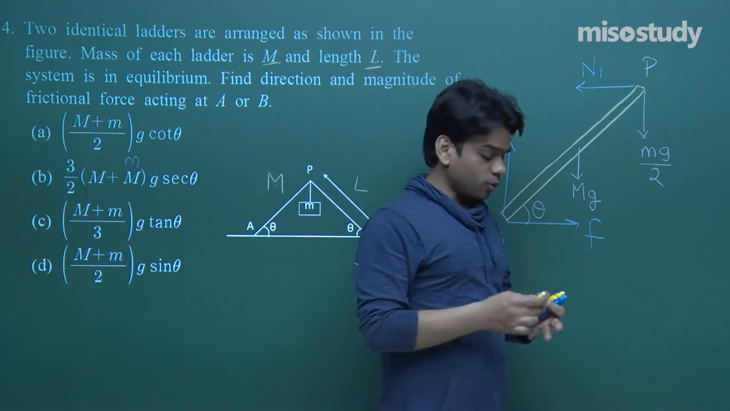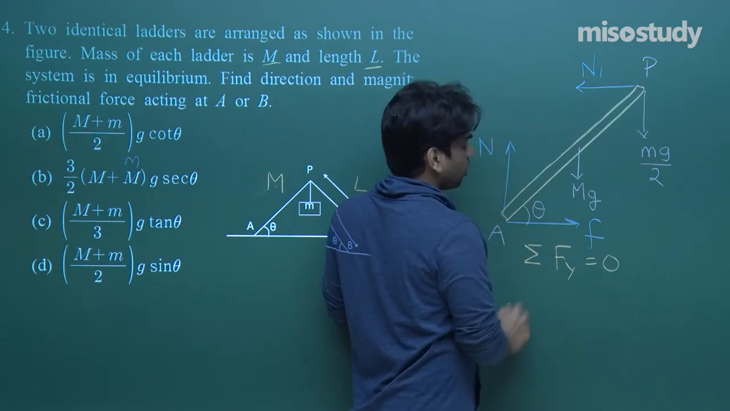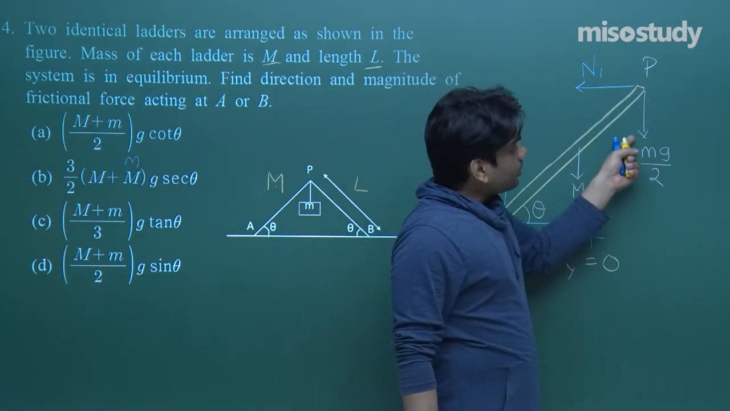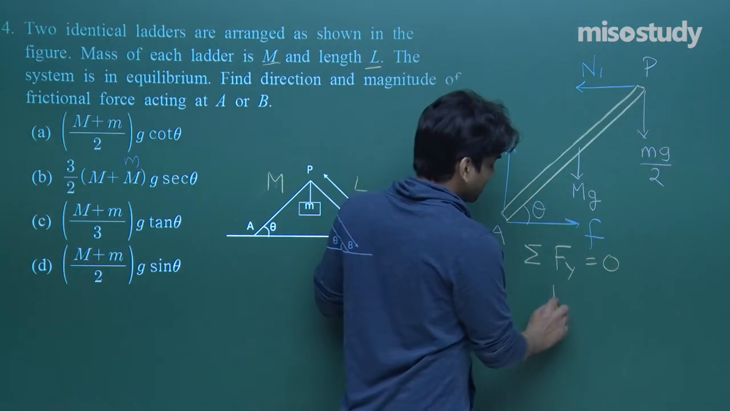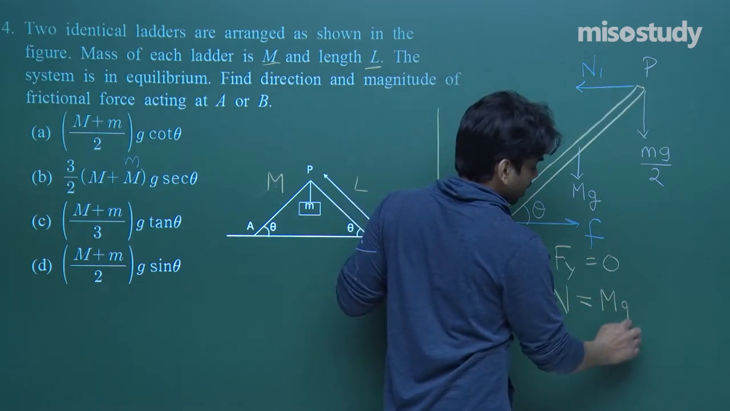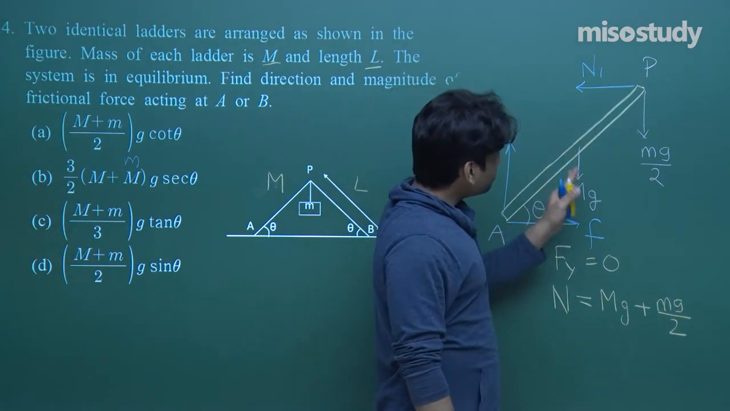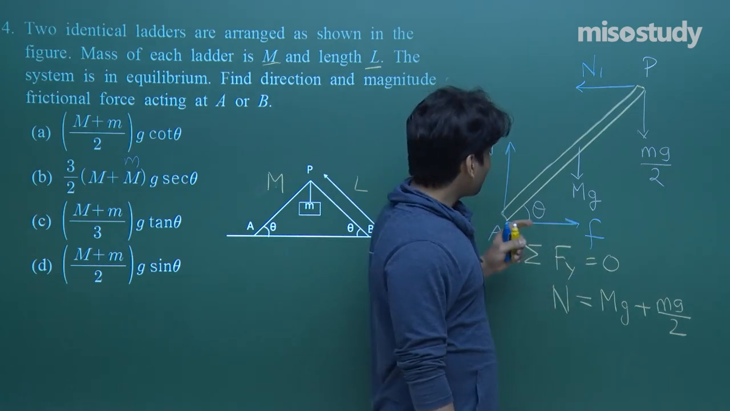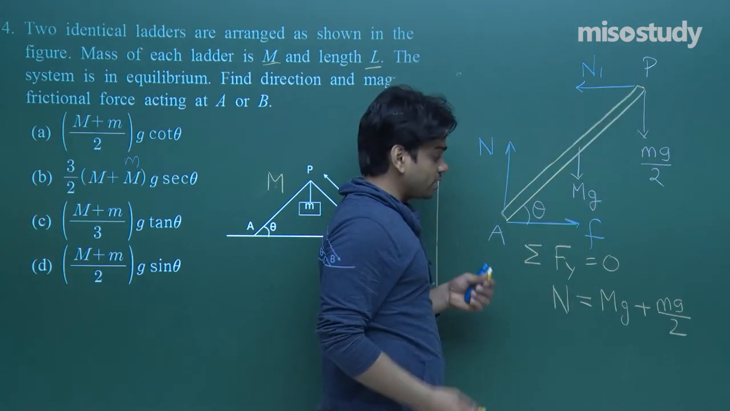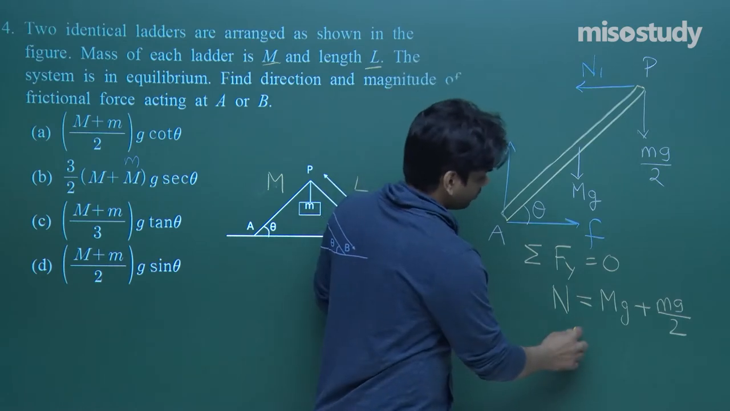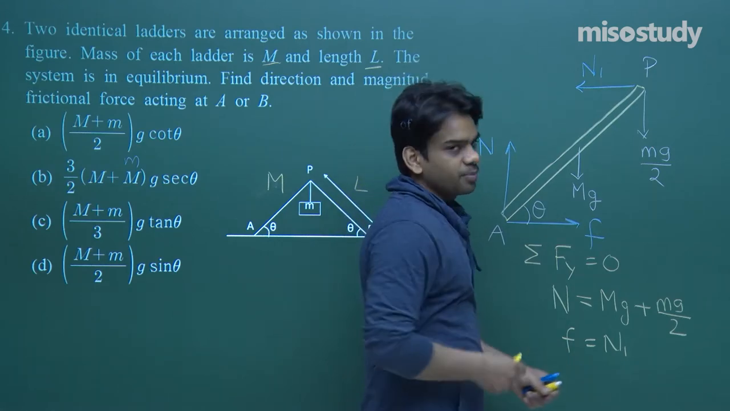Now for vertical equilibrium, ΣFy should be equal to 0, that is, the net force acting along the vertical direction is 0. Mg by 2 is acting downwards, capital Mg acting downwards, N is acting upwards. So we can easily write that N is equal to Mg plus Mg by 2. Next, you can write here friction force F will be equal to N1.